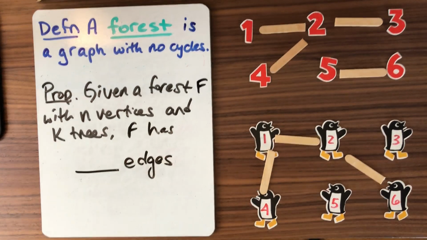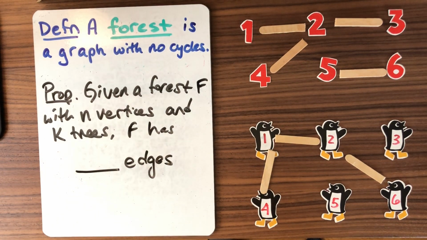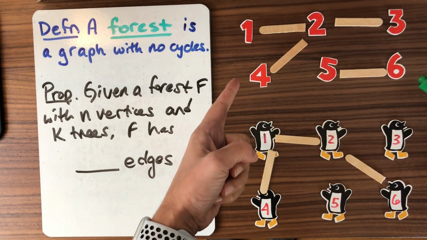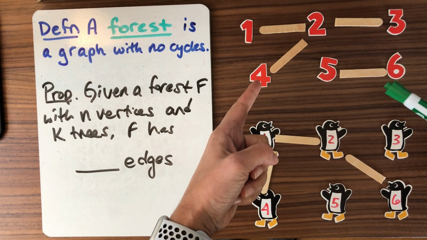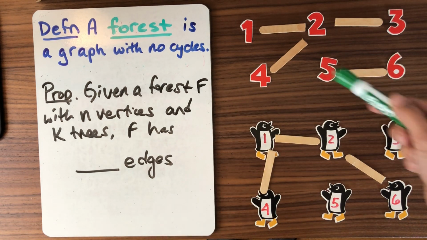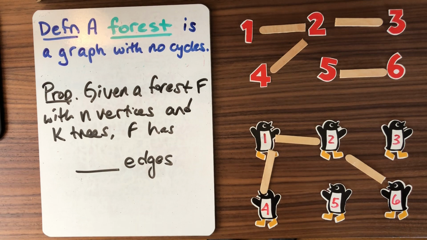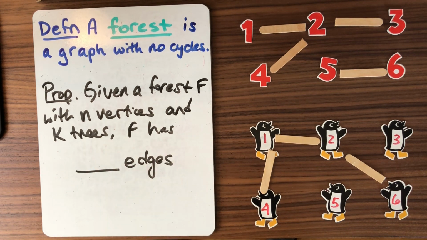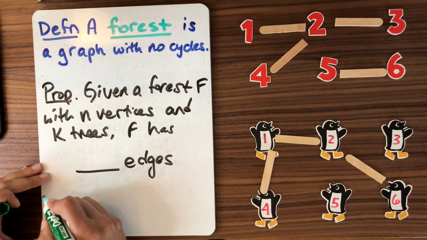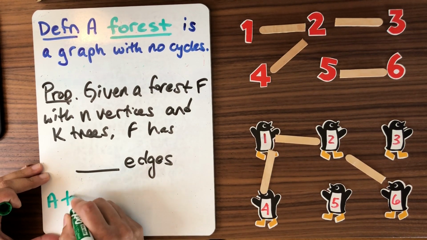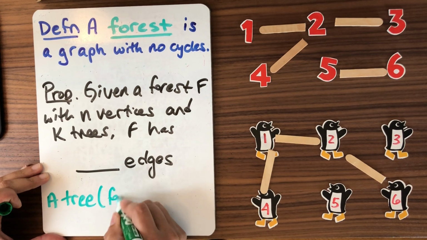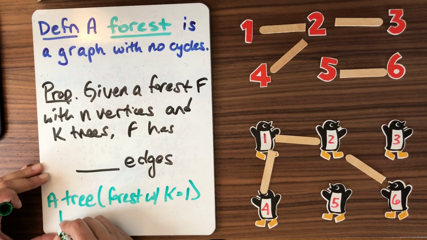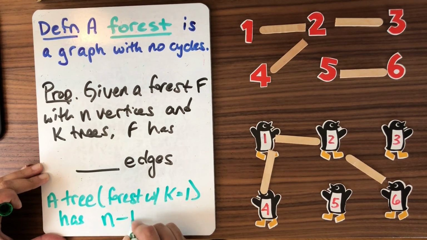Okay, let's think about it and let's look at this example. So here we have 6 vertices and 2 connected components and 4 edges. So what you want to try to do is relate the 6, the 2, and the 4. Now remember, in the case where we have 1 tree, so let's remind ourselves what that is. A tree, which is a forest with k equal 1, has n-1 edges.